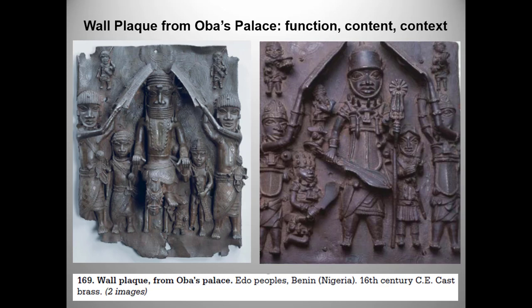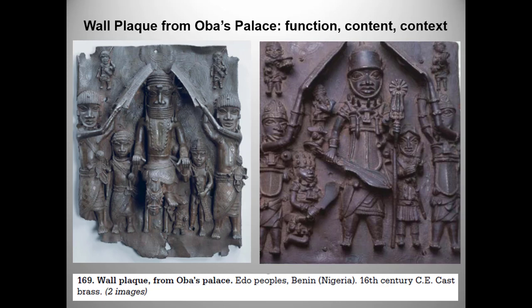These plaques were cast during the 16th and 17th century and displayed in chronological order across the facade of the royal palace, and therefore they serve as a historical record of Oba kings. The plaques also offer a window into life in the Benin court shortly after Europe's first contact with West Africa.